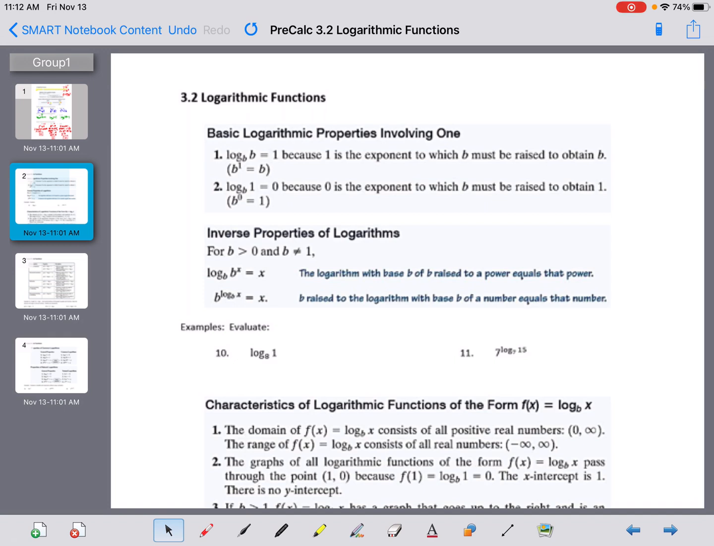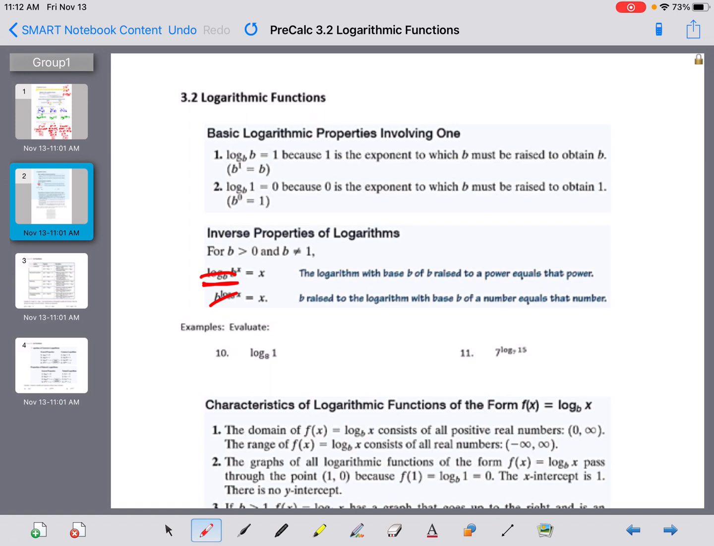Okay, inverse properties of logs. This is important to know. If you have something log base b of b to the x, if your log base and the base of the power are the same, you can cancel and you just get the x, whatever is left, okay? Or if you have a base and the exponent starts out log base b, the b and the log base cancel and you're left with the x. So just kind of know that, okay?